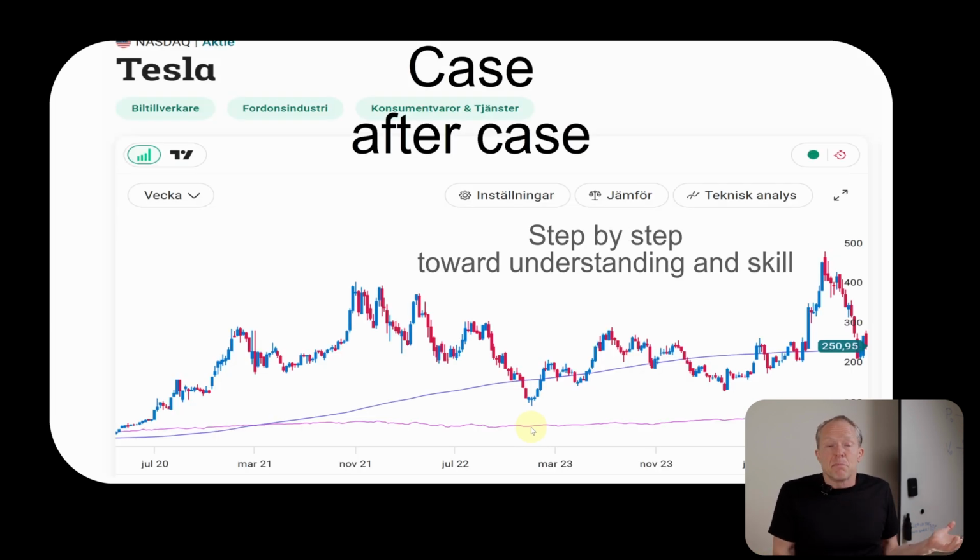So how do we get better at this? We simply do case after case, step by step toward understanding and skill. So this is Tesla's share price over the last 5 years. In a way, it looks impossible to analyze, and in another way it looks almost easy after the fact. And the only way to get good at this and to actually improve your skill in this is to do one more, and one more.